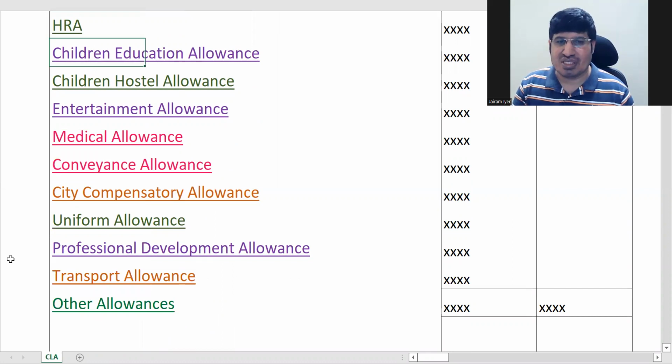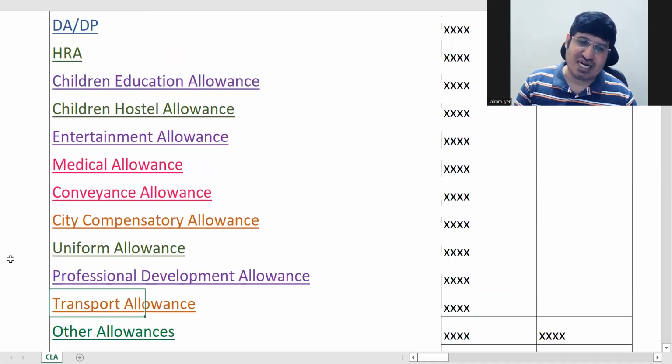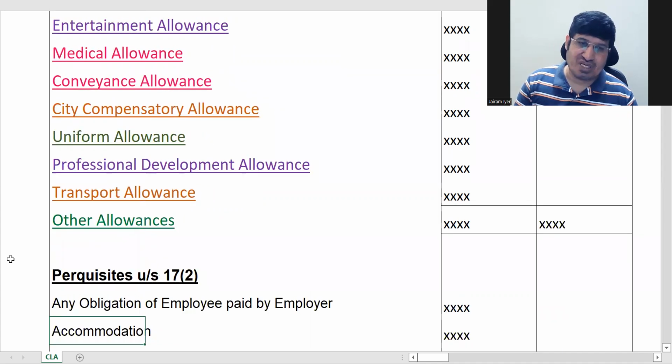These are your allowances. Now in allowances there are two types. One are partly taxable, and some are partly exempt. Sorry, some are partly exempt, some are fully taxable. Okay, two types of allowances. We will see that. And okay, this comes under a section of allowances.